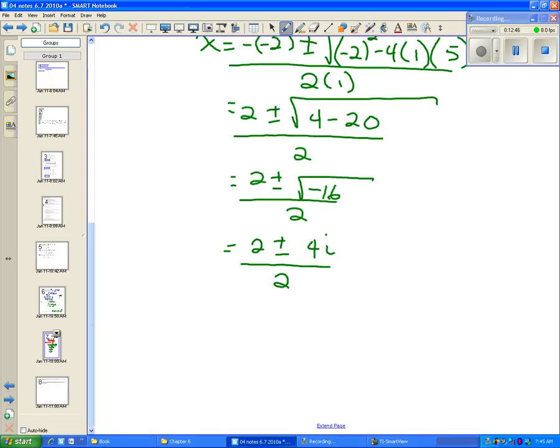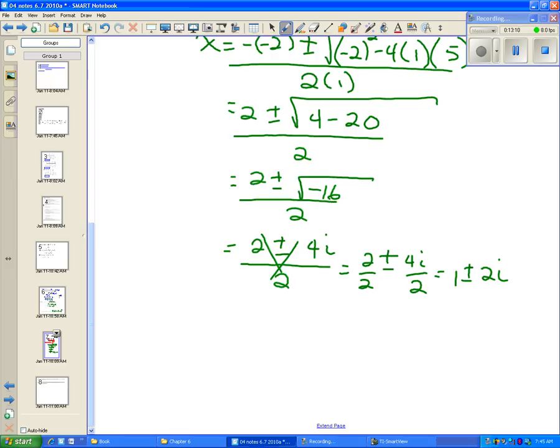I can now break up this fraction into this part and this part. So I get 2 over 2 plus or minus 4i over 2. Break it into two parts of my fraction. So this is 1 plus or minus 2i. That is my two other answers.